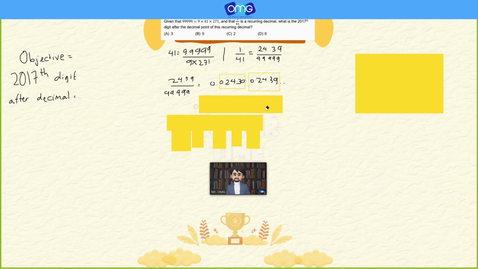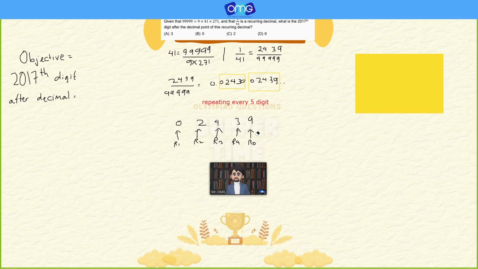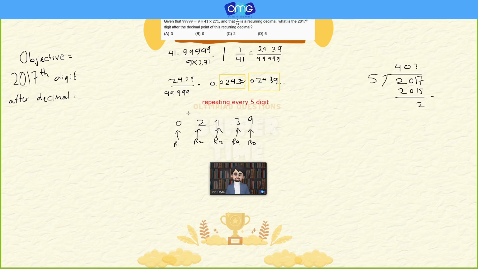Can you see that? In 02439, when the digit position divided by 5 has remainder 1 it falls to 0, and so on. Remainder 0 falls to 9. Look at it: 2017 divided by 5, the remainder is 2. So we see that with remainder 2, the digit will be 2, and that's the answer.